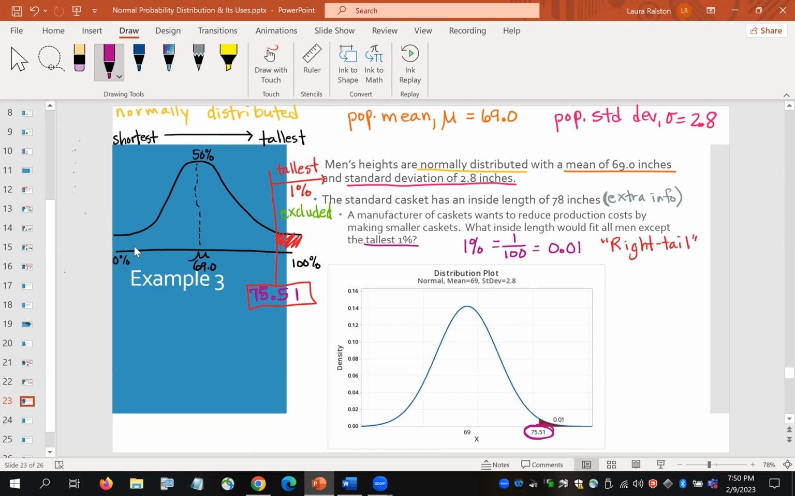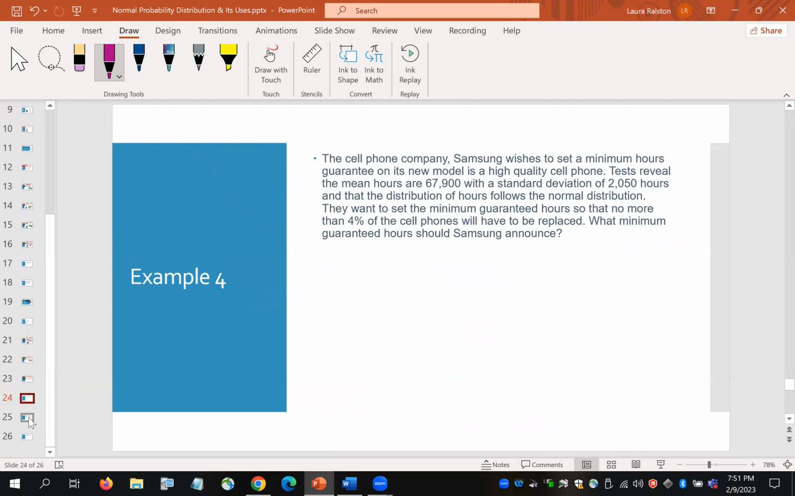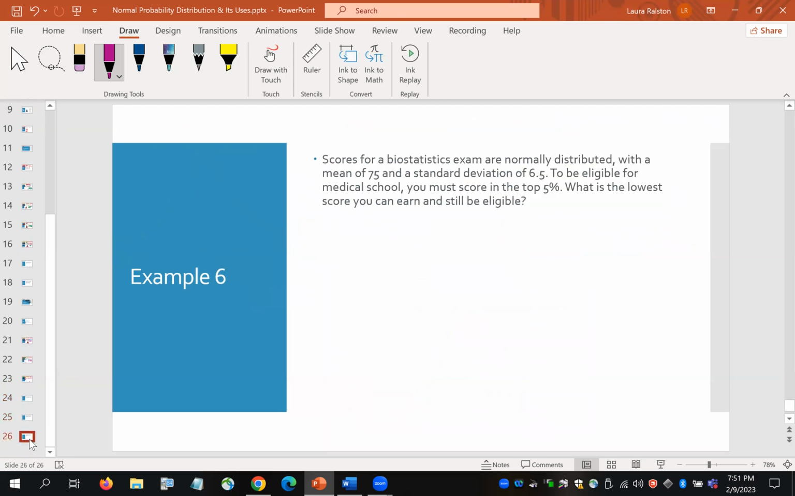Now that may not sound like a lot if you're only looking at one casket. But guys, over time, when you're doing hundreds or thousands of caskets, 2.5 inches is going to add up and would eventually reduce his production cost. And you may occasionally have that special order where you need a longer casket. There are some additional examples here that you can work through, if you want to do that.